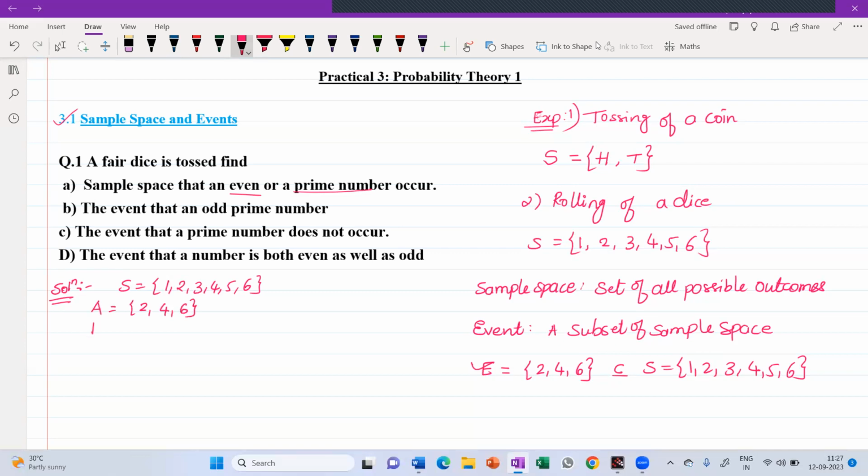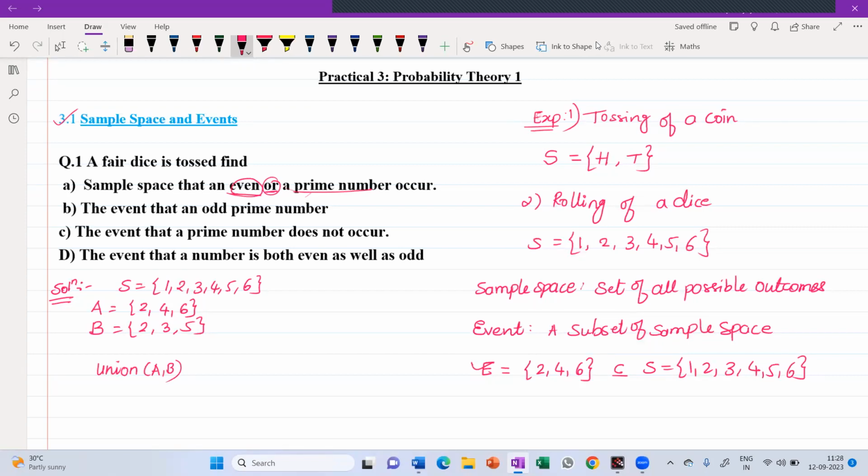And from prime numbers, I'm going to take set B, in which I'm going to include only prime numbers 2, 3, 5. Okay. And the question says that in the sample space, either I should get an even number or I should get a prime number. So what does or mean? We have to find out the union of A and B. I hope this is understood to everyone.